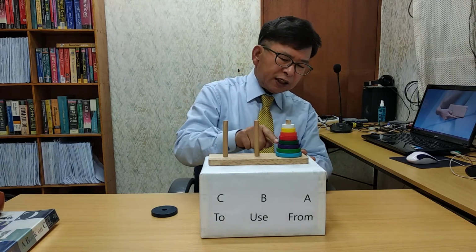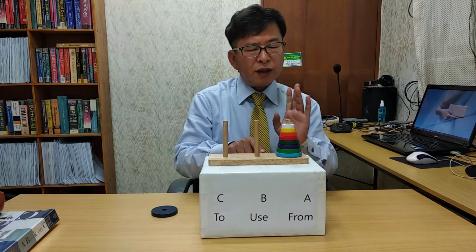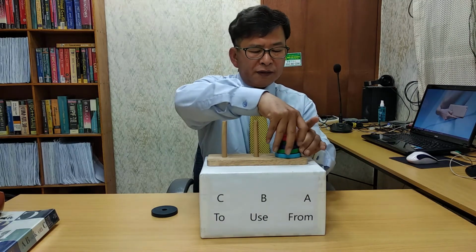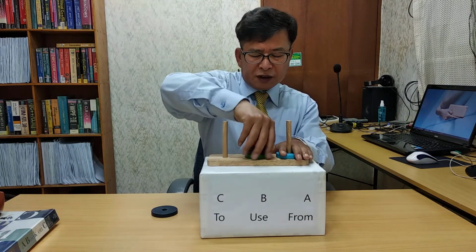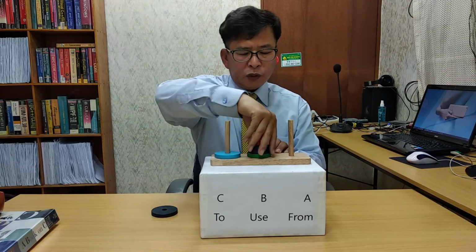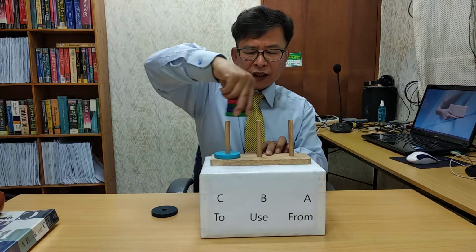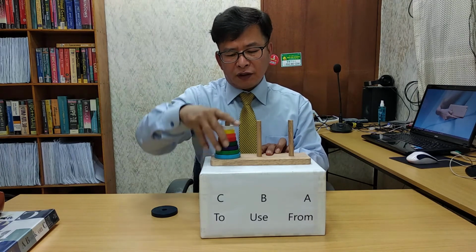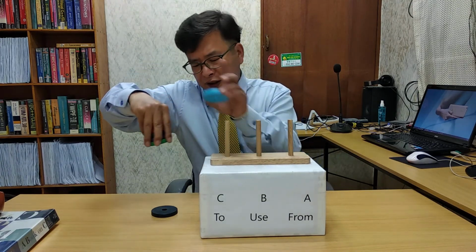To implement this 8 disk problem, we use the 7 disk algorithm. We move 7 disks like this, then here we use the 7 disk algorithm again, like this. Then what is the 7 disk algorithm? The 7 disk algorithm is something like this.